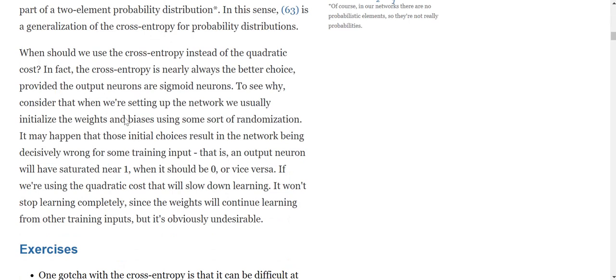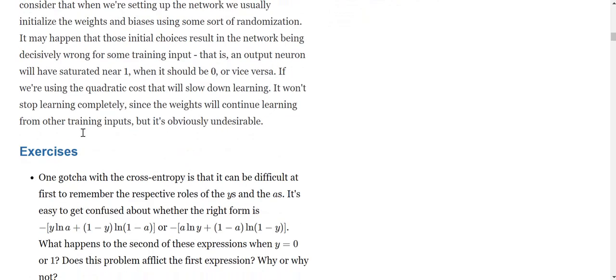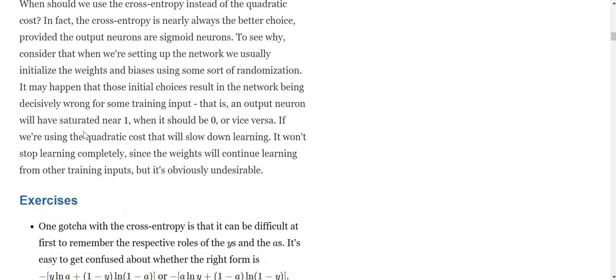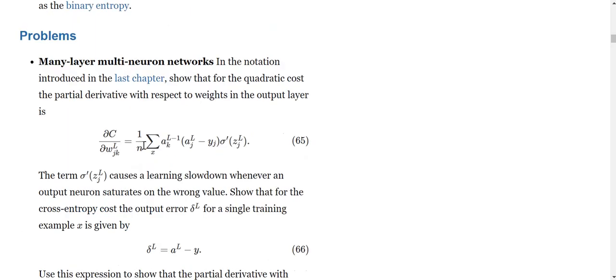It would be very slow. There would be some, and this is because it would be saturated near a zero or a one. So if you're using the quadratic cost, it will slow down learning. It won't stop learning completely since the weights will continue learning from other training inputs, but it's obviously undesirable. Hence, we use the cross entropy loss.